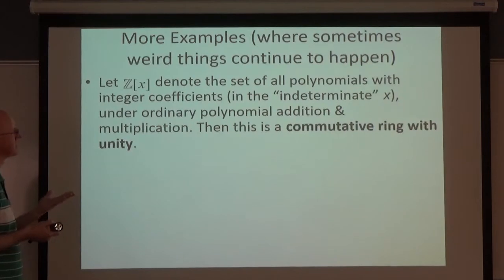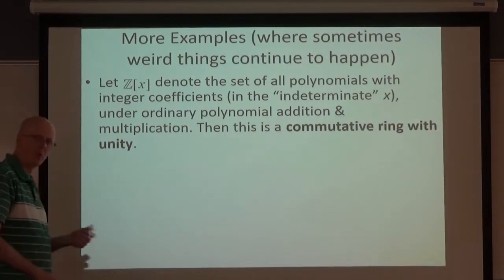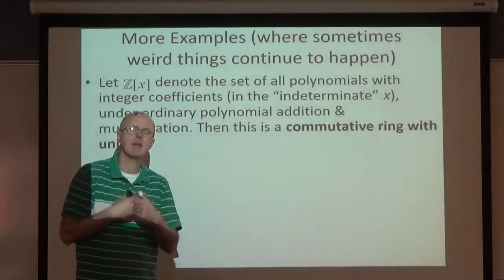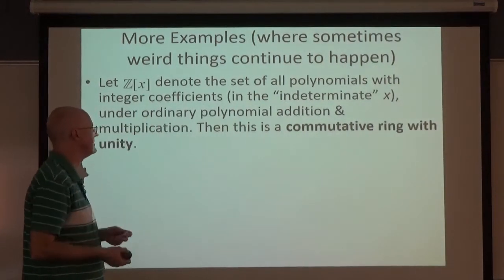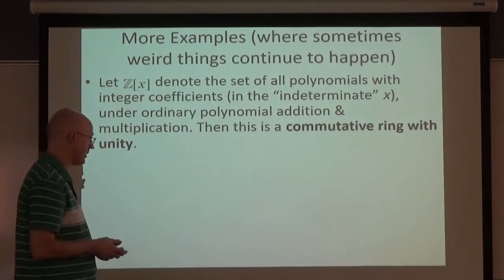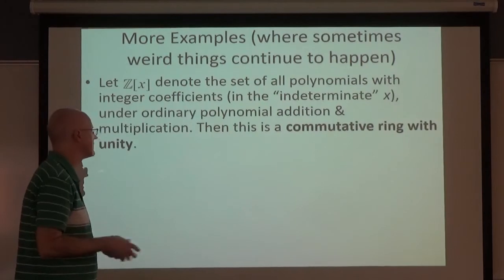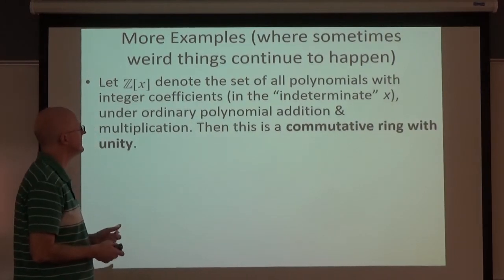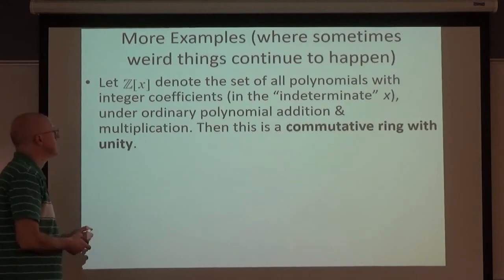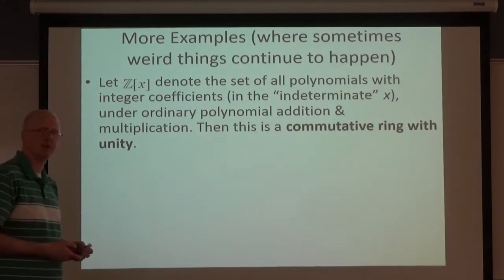Just thinking about the algebra operations of ordinary polynomial addition and multiplication, where with polynomial addition, you combine like terms in the usual way. And with multiplication, you've got to use the distributive property with the terms of the polynomial in the way you've learned in the past. I'm not going to get into nitpicky details about proving things with that. Then this turns out to be a commutative ring with unity.